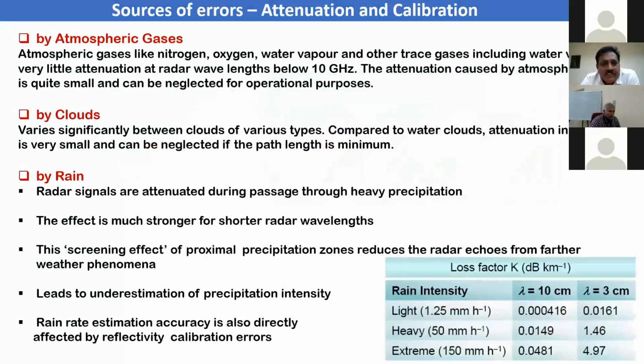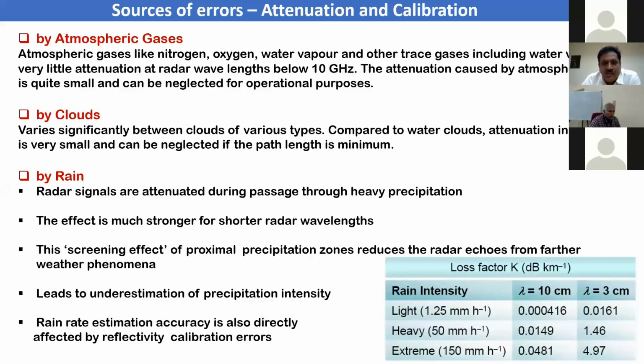Then this is another source of error, because when the radio wave propagates through the atmosphere, it will undergo attenuation by atmospheric gases, by clouds, and by rain. But atmospheric gas attenuation is very, very small for the frequencies we normally use for Doppler weather radar applications, so we can neglect that. Cloud attenuation is also small, but we can calculate that. But the rain attenuation is very, very high, particularly when you are using higher frequencies like X-band radar.